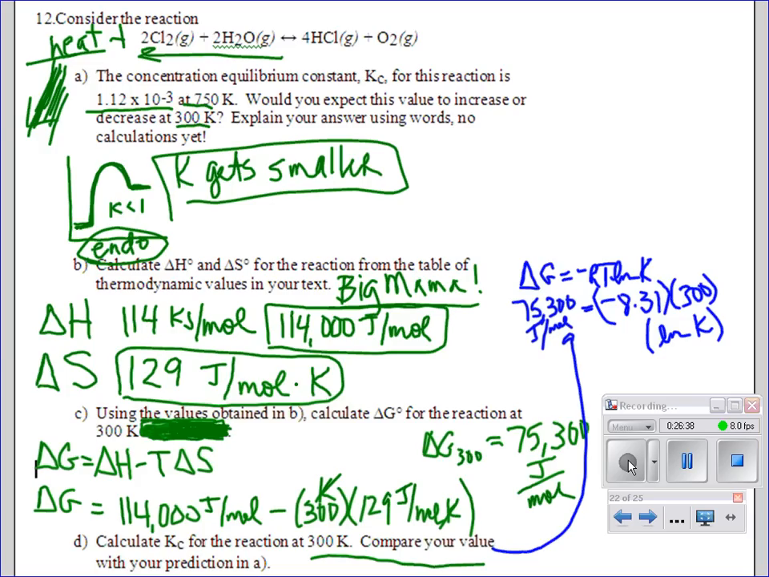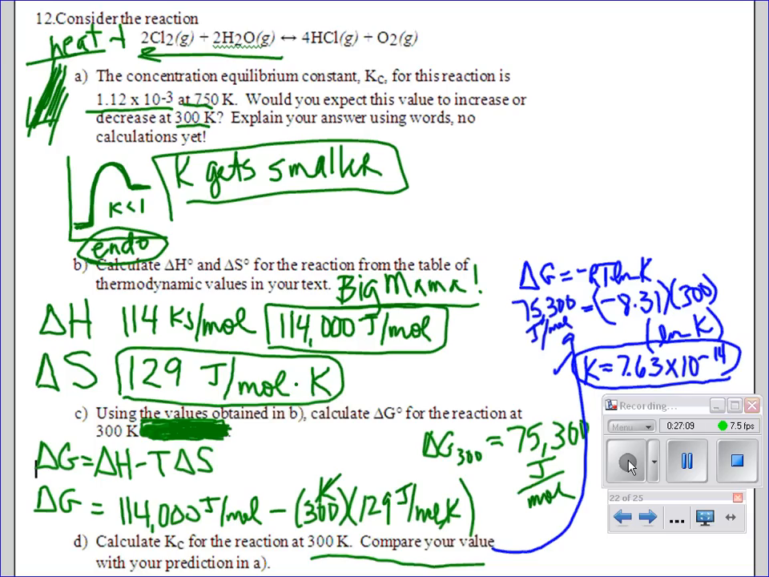I sure hope it's smaller than 1.12 E negative 3, or all of my chemistry that I've known and loved would be wrong. Yep, 7.63 times 10 to the negative 14. Is that smaller? Yes, our prediction was correct. So that was pretty cool that we could do that and predict that. And our prediction is correct.